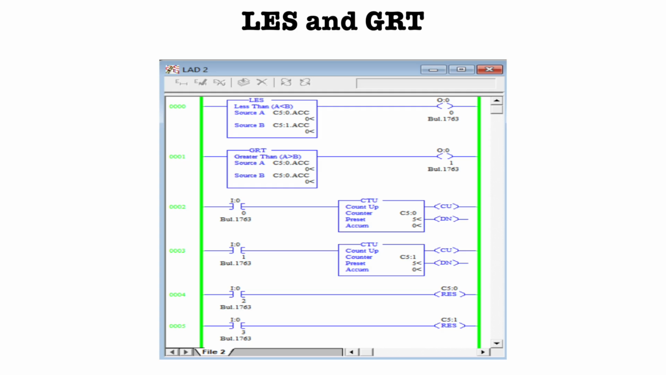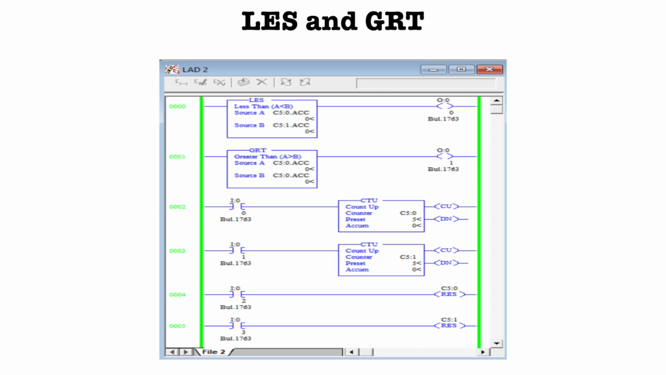And to operate these two counters, I am again using two switches, that is I:0/0 and I:0/1. And you can see in the diagram, in the last two rungs, I am again using the reset buttons for both the counters, with the use of two switches. The first counter reset switch is C5:0, which is connected to the input switch I:0/2, and the second counter reset switch is C5:1, which is connected to the I:0/3 switch, right?